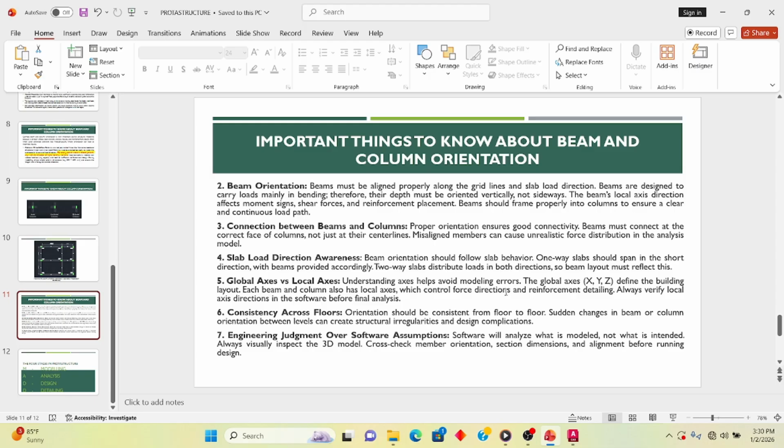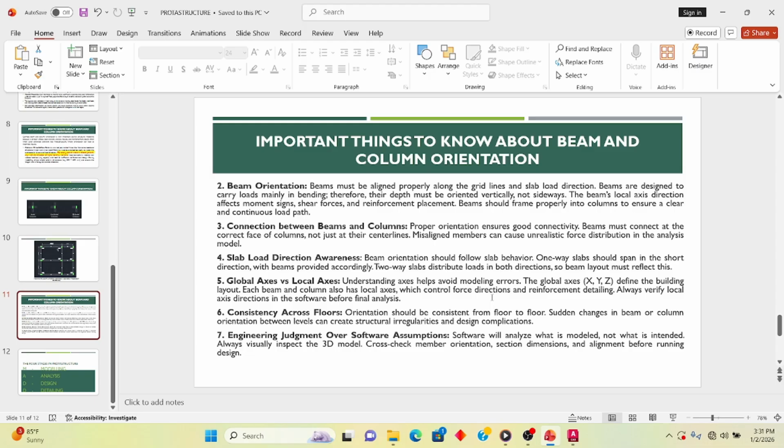And this is to ensure a clear and continuous load path. Number one, when you are placing your beams, they must be oriented vertically. It is not sideways. If you do it sideways, then that means there is no need for a beam there. The strength of a beam is it being oriented vertically.